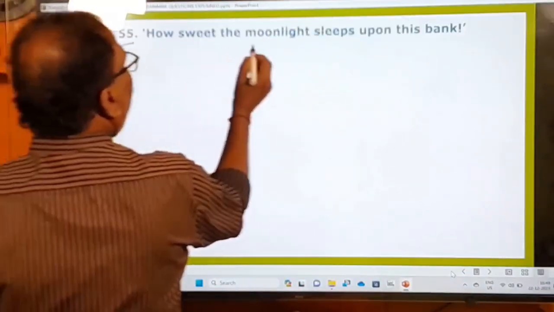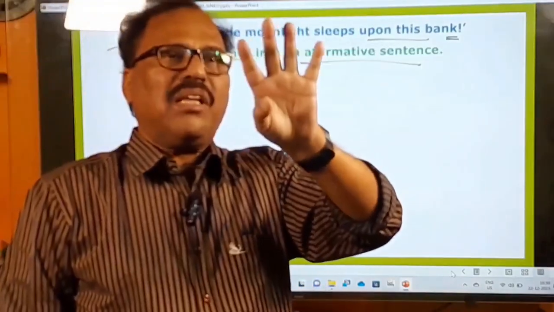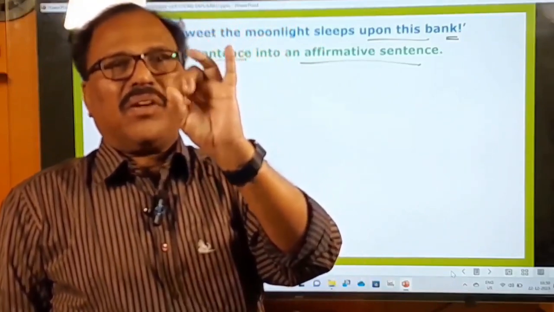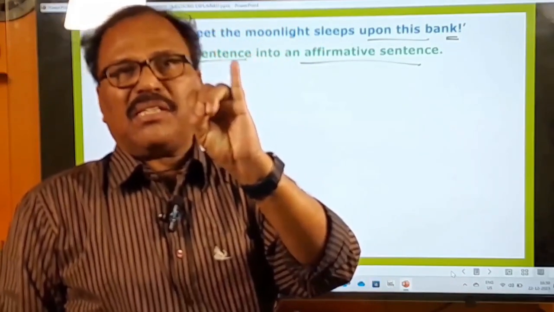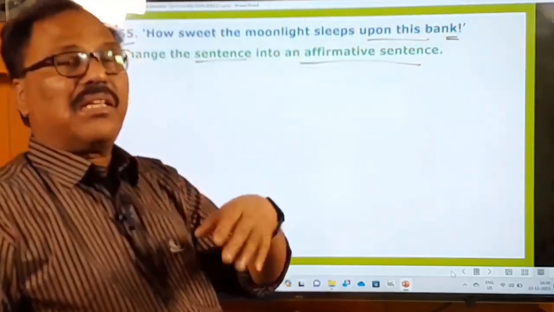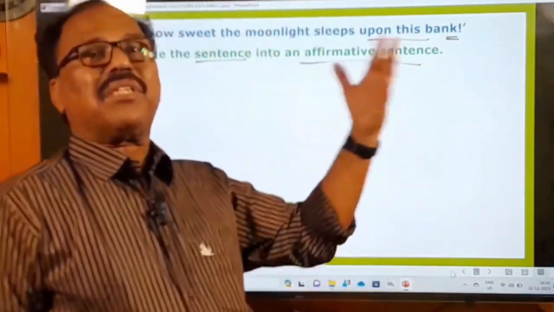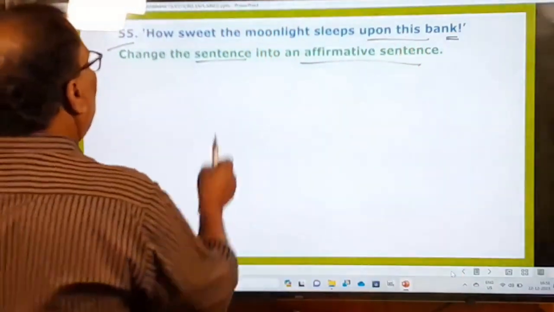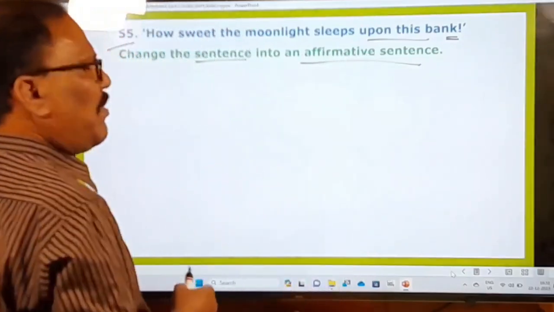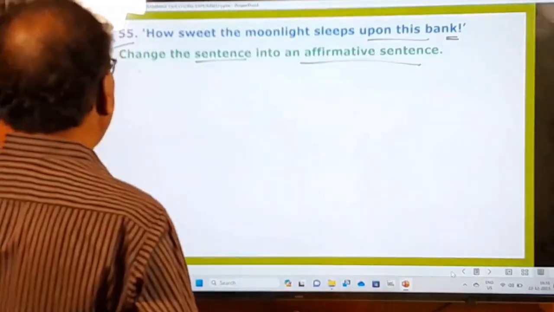The 55th one is there. How sweet the moonlight sleeps upon this bank. Broadly seen, there are four kinds of sentences: assertive sentences, interrogative sentences, imperative sentences, exclamative sentences. That's the broad division. But another kind of division is like this: assertive sentence, affirmative sentence, interrogative sentence, negative sentence, interrogative cum negative sentence. So in this way, five kinds of sentence. Here the sentence is an exclamative sentence. So let us change it into an affirmative sentence. Affirmative sentence means an assertive sentence, a normal sentence.